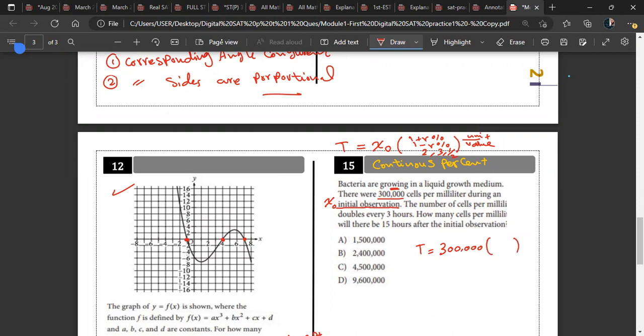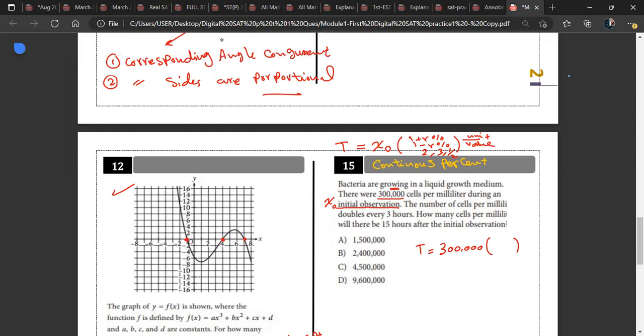And inside the bracket, what is the growth rate? It is by percent or by triple or by double. Let's read. The number of cells per millimeter doubles every 3 hours. Pay attention here. Doubles means 2. And every 3 hours, now we have to write the power. The power is unit over value. The unit is hours, so here we have h up, and over the unit, 3 down here.